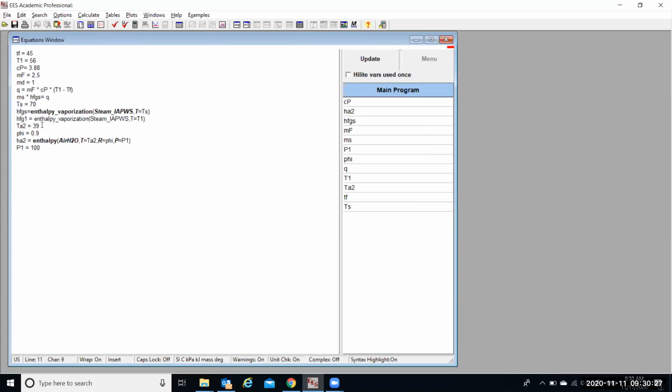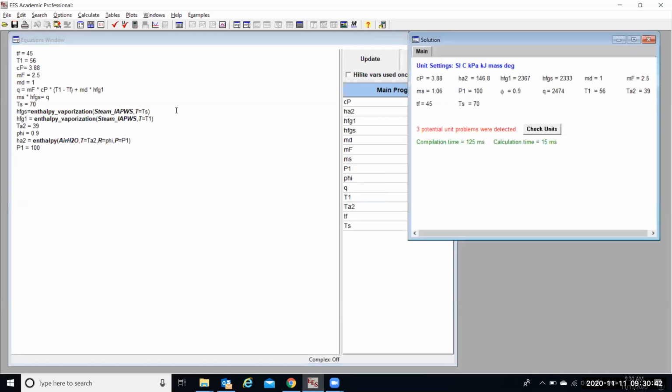And say that in the energy balance, it is m dot F Cp delta T plus m dot D times hfg1. If I run the program, it runs like that. You can see it here.